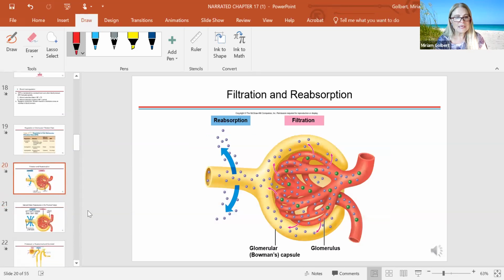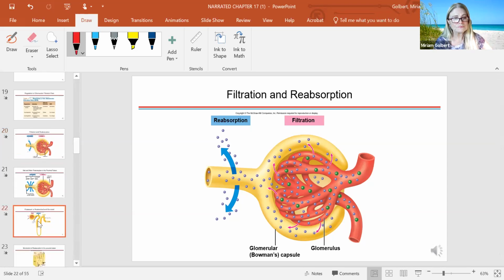So the next step is the one I mentioned, which is reabsorption. This is the beginning of the PCT, or proximal convoluted tubule. And this is where we do a lot of reabsorption: water, sodium, potassium, amino acids, glucose, anything that we know needs to go back to blood and we need in the body. So that's what the proximal convoluted tubule will do.